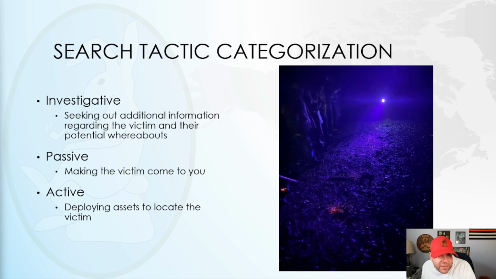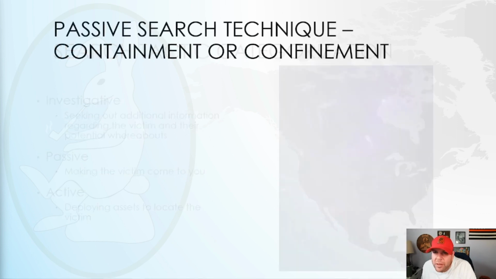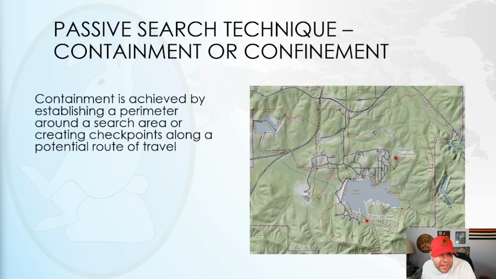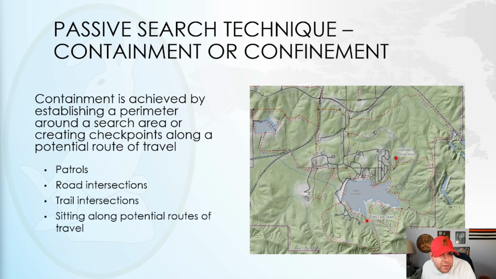Passive and active tactics are more familiar to us in the realm of search operations. A passive tactic would be where we're trying to make the victim come to you, and an active tactic is where we're deploying assets to locate a victim. So we'll first talk about our passive search techniques, and we'll start with containment or confinement.